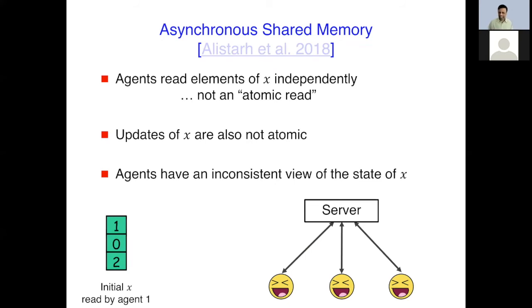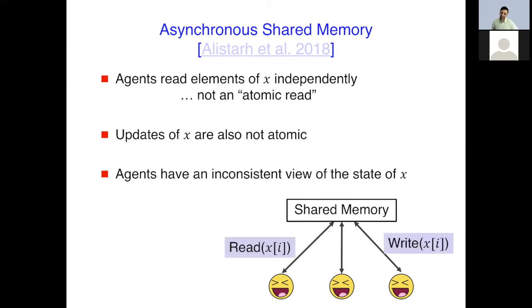The asynchronous part of shared memory is that the idea is the same. There are delays that are unpredictable. But here is a pictorial view of what's happening. I think I have the wrong picture. Yeah, let's look at this picture. So the server is now replaced by shared memory. Of course, there is a server that is implementing shared memory. You can view it like that.